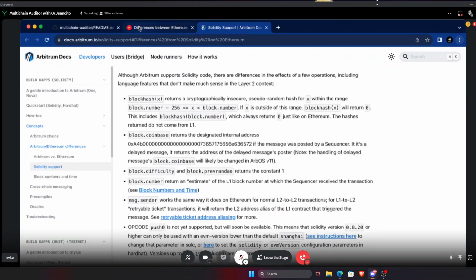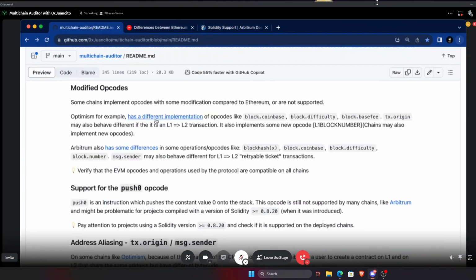Also check, as we mentioned, differences with Ethereum on different chains. So if you use block difficulty, block base fee, transaction origin, so different opcodes, check that they behave the way you expect on the different chains. In most cases, they will, but there might be some slight differences. So that's another thing you'd like to check when you are doing some reviews.